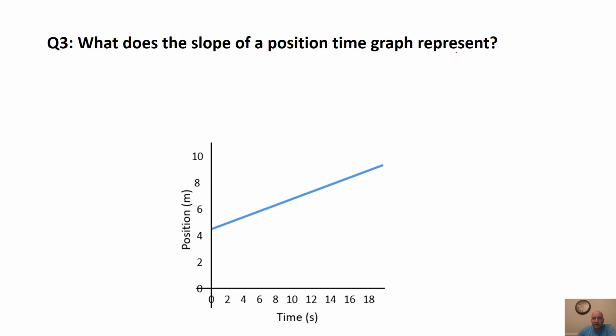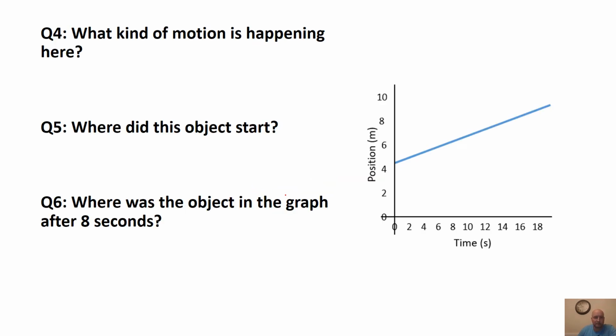What does the slope of a position time graph represent? When you want to think about it, it's meters over seconds. Slope is rise, or meters in this case. The rise is meters, and the run is seconds. So you throw that together into a unit, and you get meters per second. And meters per second is a unit for velocity, so that's one way to remember that.